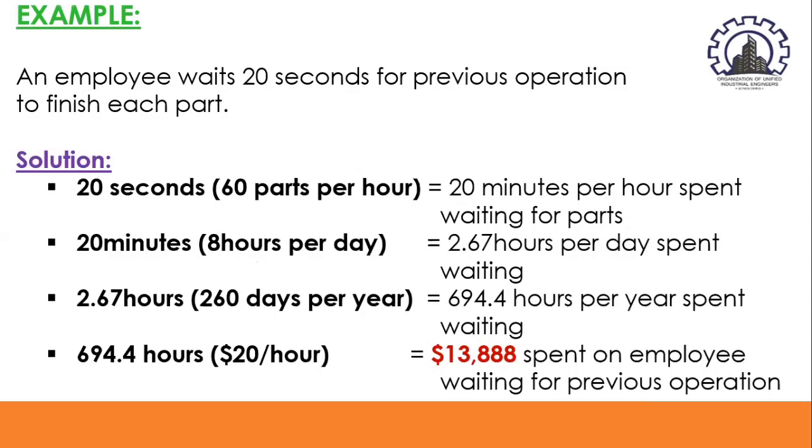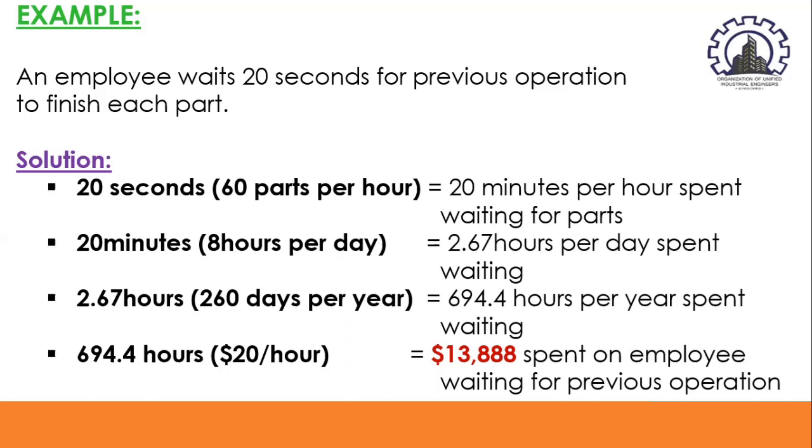Now, let me give you an example. An employee waits 20 seconds for the previous operation to finish each part. Take note that 20 seconds multiplied by 60 parts per hour would be 20 minutes per hour spent waiting for parts, right? And 20 minutes multiplied by 8 hours per day, supposing your working hours in a day is 8 hours, becomes 2.67 hours per day just spent waiting.